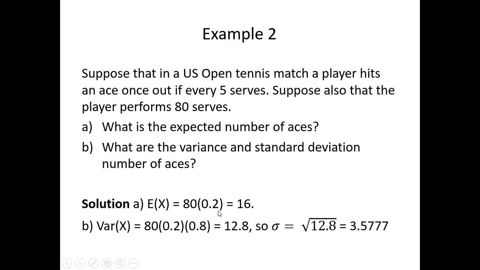To find the variance, we have another easy formula for a binomial. It's n times p times 1 minus p. So we multiply these values out and we would get 12.8. And then the standard deviation for the number of aces would just be the square root of the variance. So square root of 12.8 is 3.5777. That concludes example 2.